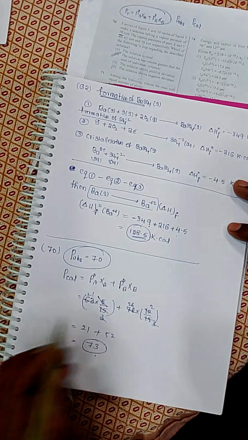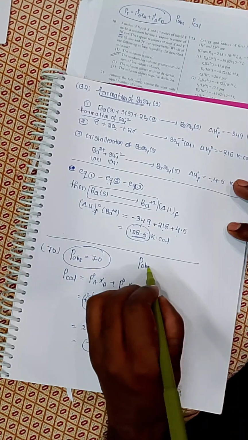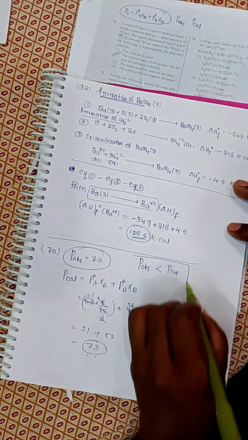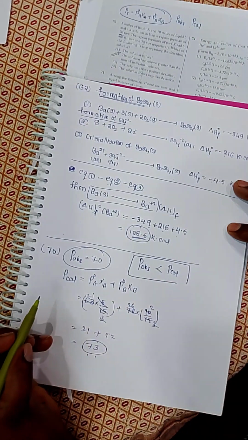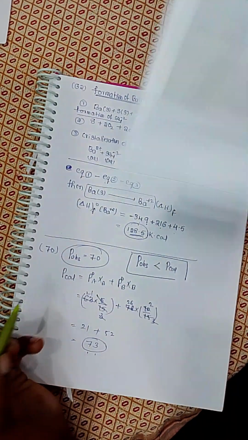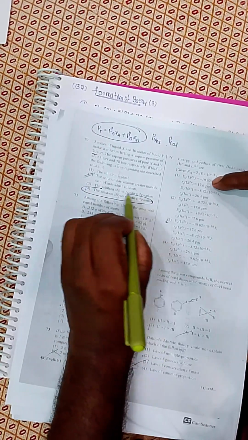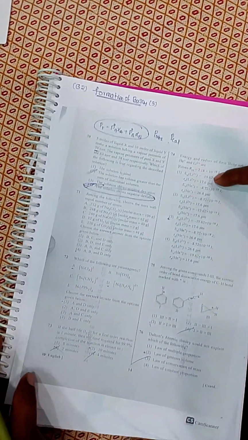Observed is 70, so P observed is less than P calculated. So calculated is more than the observed. This is the negative deviation. So the answer is: the solution shows the negative deviation, option 4.